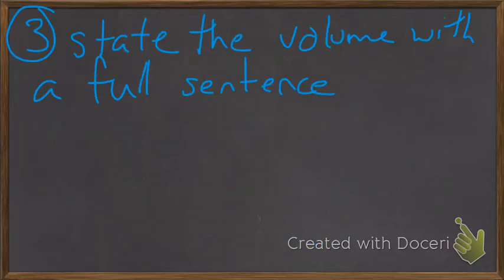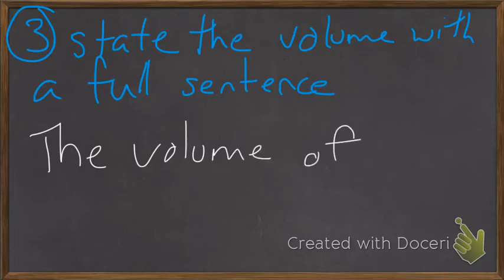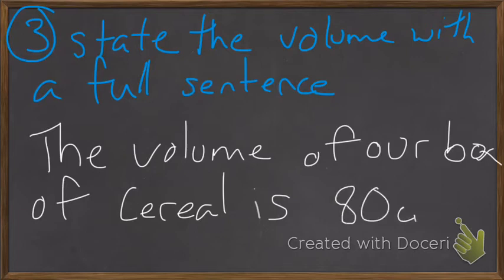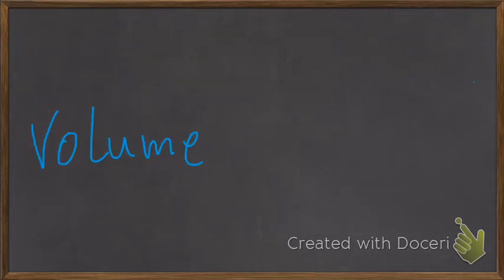Step 3 is to state the volume with a full sentence. So, now I'm going to change that color. I want white. The volume of our box of cereal is 80 centimeters cubed. Or 80 cubic centimeters. Yes, perfect. Very good.